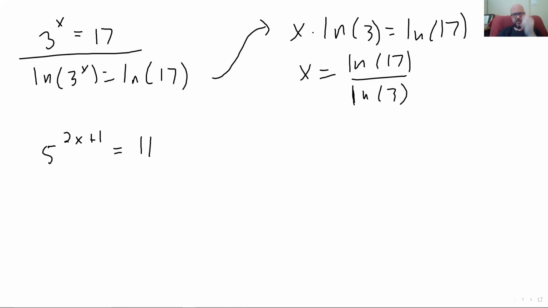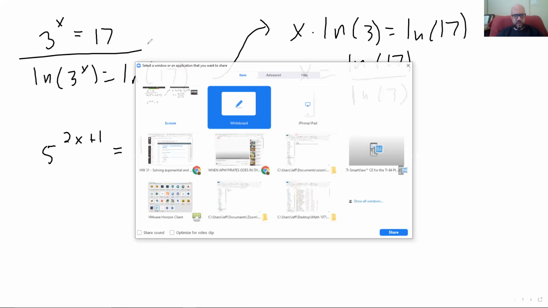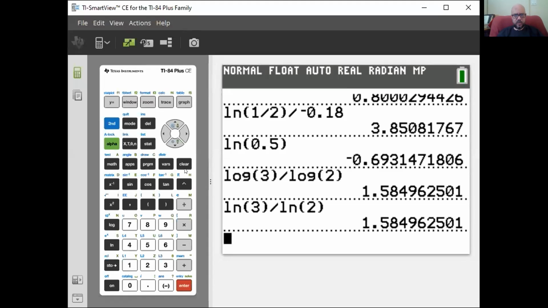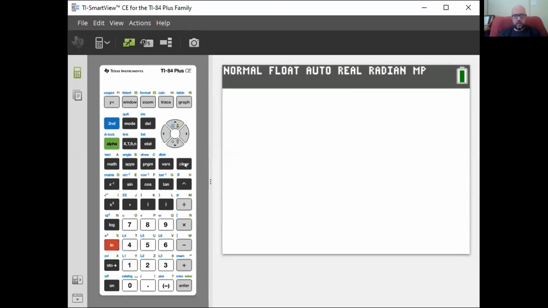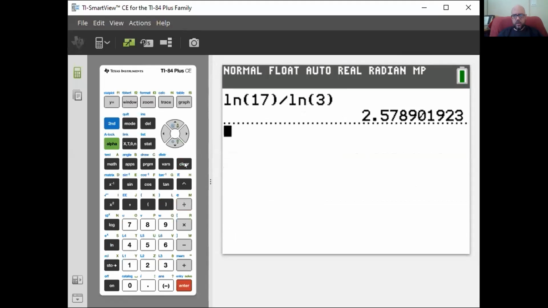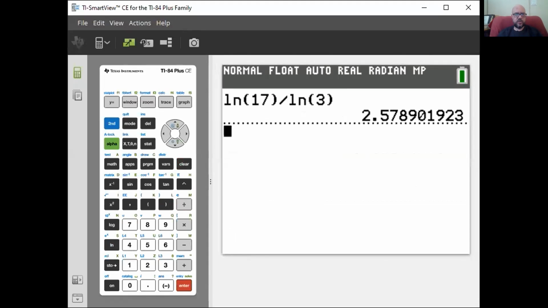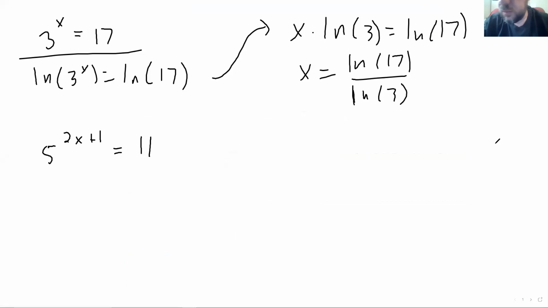I believe I did this one in the last video, but let's go check this out. So yeah, we got the natural log of 17, close parentheses, over the natural log of 3, and we get 2.58. Okay, so let's write that. That's our answer. It's about equal to 2.58. So something like that.